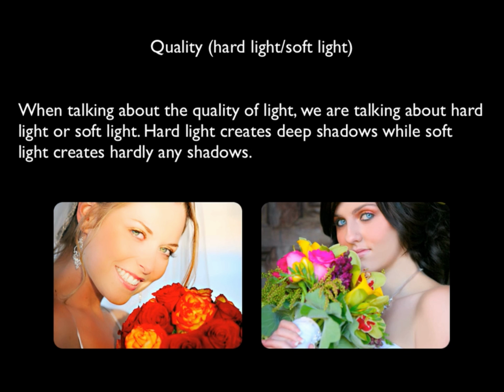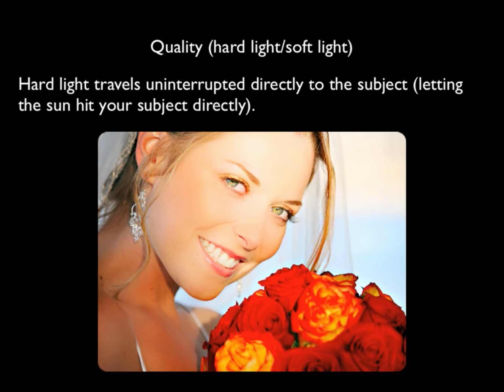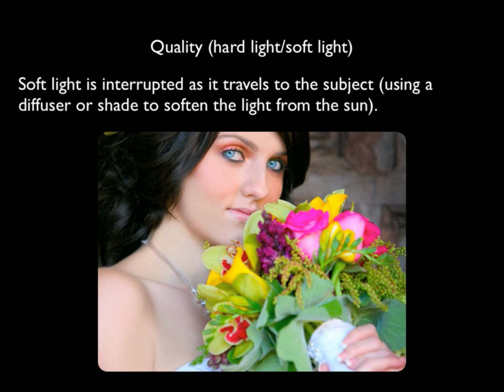Quality. When talking about the quality of light, we're talking about hard light or soft light. Hard light creates deep shadows while soft light creates hardly any shadows. Hard light travels uninterrupted directly to the subject, letting the sun hit your subject directly. Soft light is interrupted as it travels to the subject, using a diffuser or shade to soften the light from the sun.